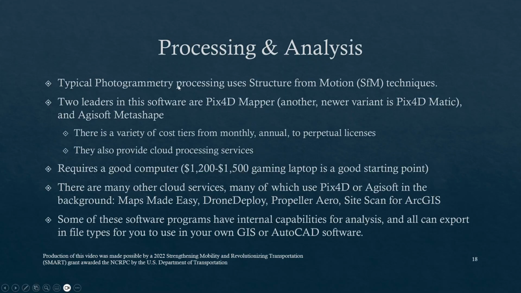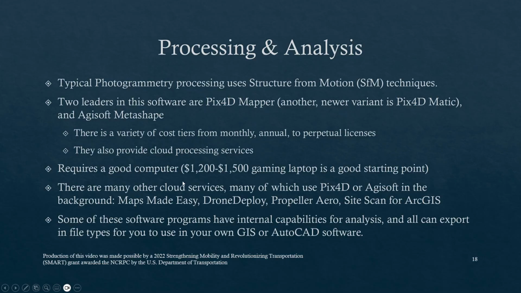Speaking of processing, typical photogrammetry software uses a process called structure from motion. Two leaders of this are Pix4D is the company. Their legacy software is Mapper. Their new version is Matic. And then there's Agisoft Metashape. There's also a handful of other ones, but really these are the two main ones. They both have different cost tiers. They also provide cloud processing services if you don't want to invest in your own software.